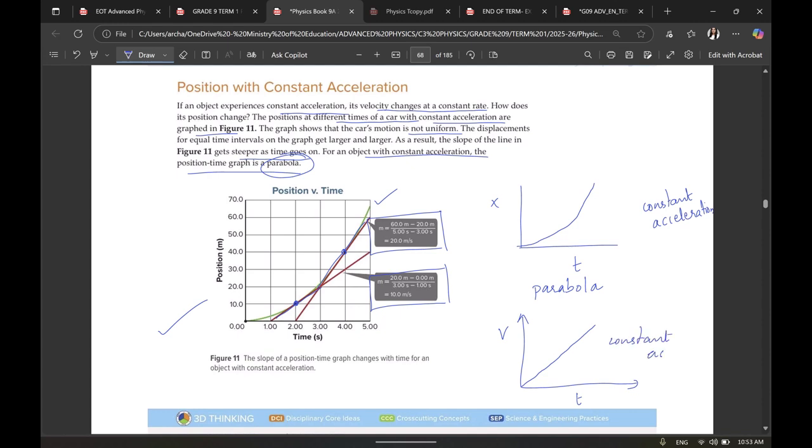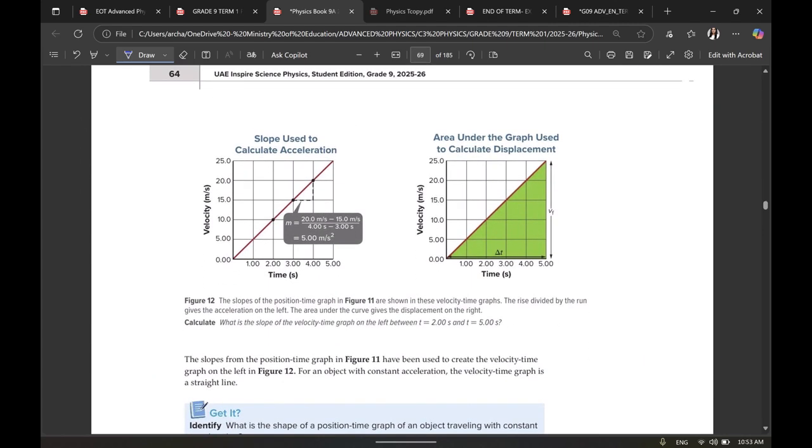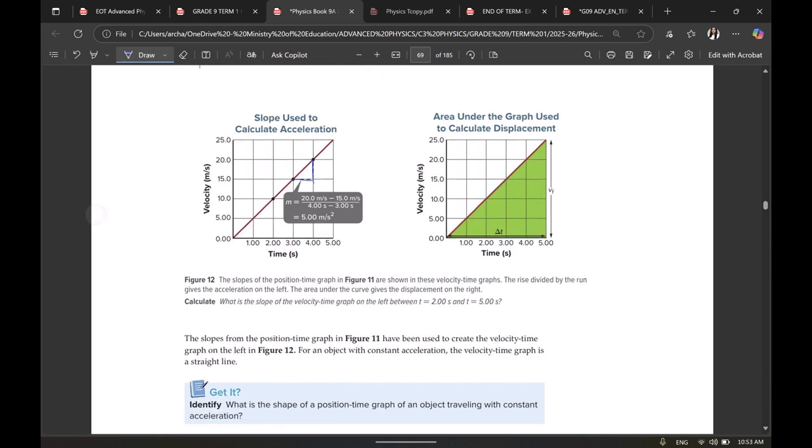So the slope will not change wherever you take it. For example, if I take the slope here, it will be 10. If I take a slope over here, again it will be 10. It will not be changing like it was here. Hope you understood that. Now, that is shown here. Look at how they have taken the slope to calculate acceleration. The slopes from the position-time graph have been used to create the velocity-time graph on the left. For an object with constant acceleration, the velocity-time graph is a straight line, as I mentioned.